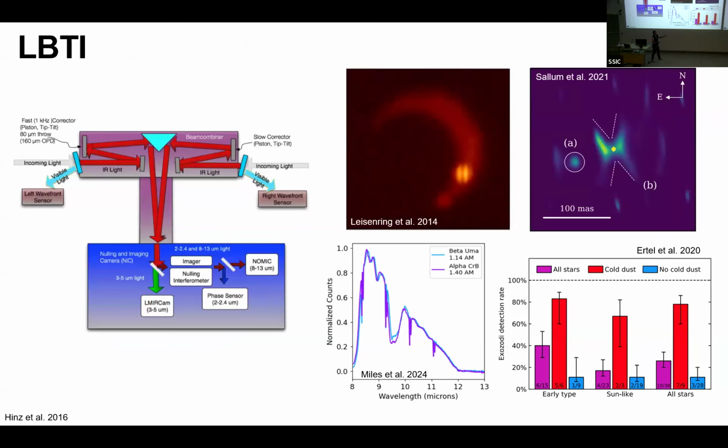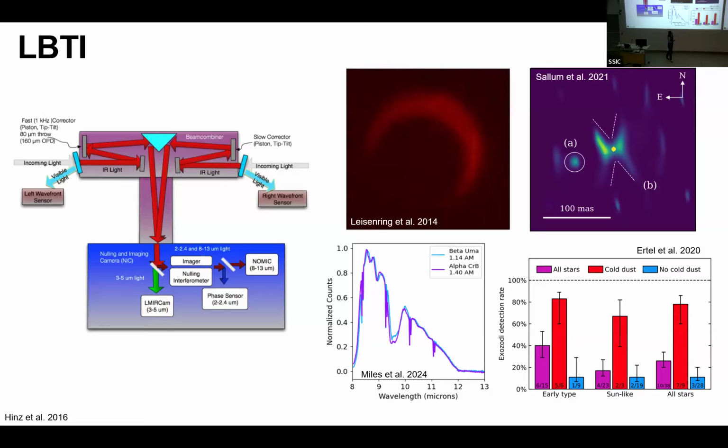Okay, I'll take a couple of minutes to talk about LBTI, since this is a facility that I spent a lot of time with as a grad student. This is on the Large Binocular Telescope on Mount Graham here in Arizona. And LBTI actually co-phases the light from the two 8.5 meter mirrors on the Large Binocular Telescope.